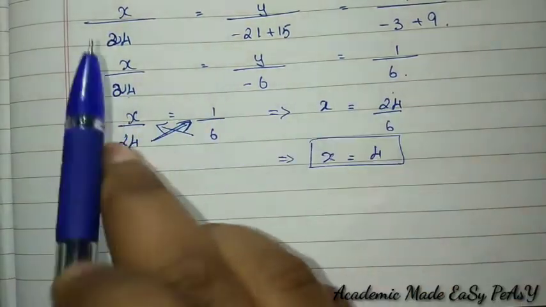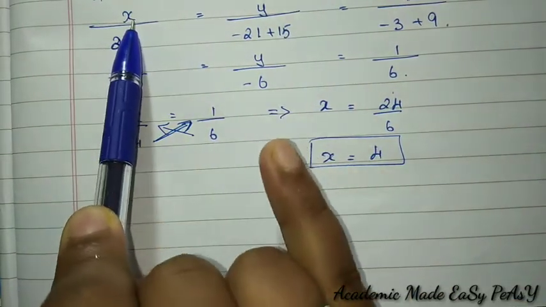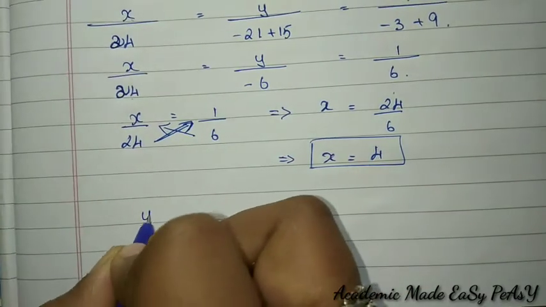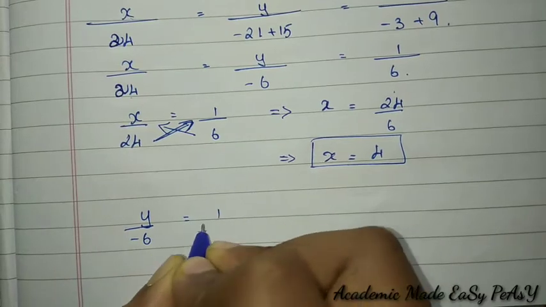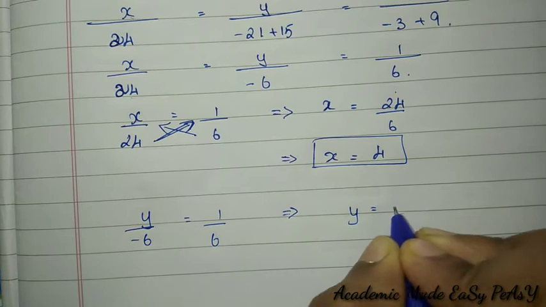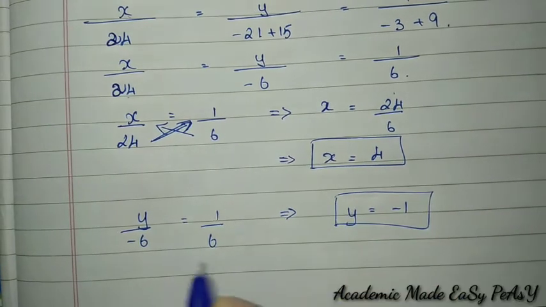So next I will be leaving out this. So what is remaining? Y by minus 6 is equal to 1 by 6. So I will just write y is equal to minus 1. That's it.